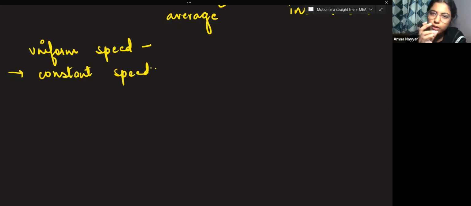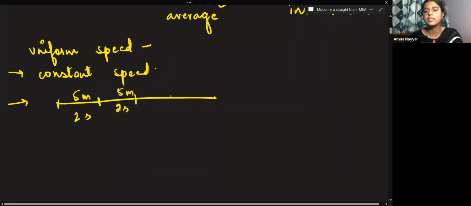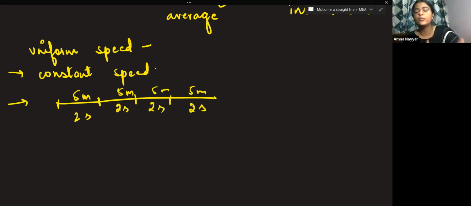Means whatever distance it is covering, let's say 5 meter has been covered in 2 seconds. Then again 5 meter is covered in 2 seconds, and again, and again. So 5 divided by 2 becomes the speed. So 2.5, 2.5, 2.5 meter per second is kept everywhere. This means speed is constant.